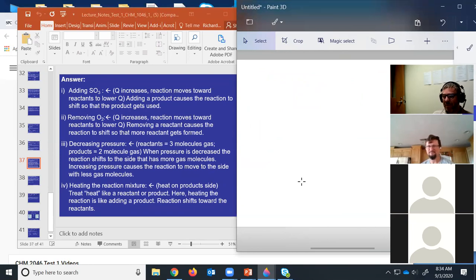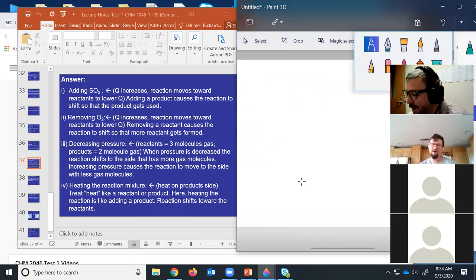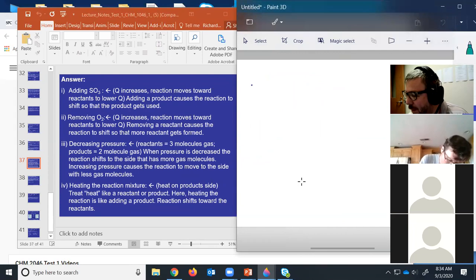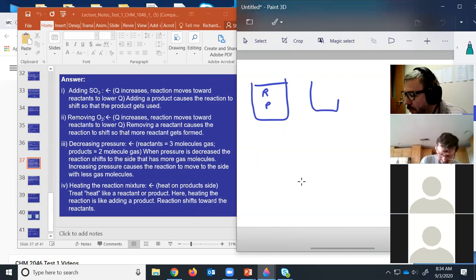Let's look at the last one. Heating the reaction mixture. Let me draw some pictures here for what's going on with heating this reaction mixture. So I'm going to have R and P here. That's reactants and products, okay? Just reactants and products. I'm going to do two different things to it.